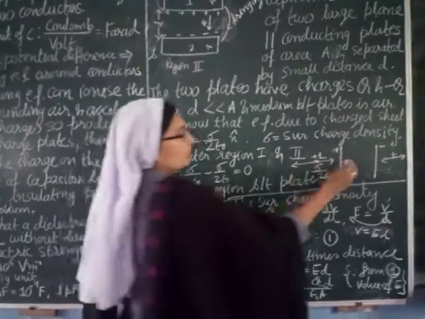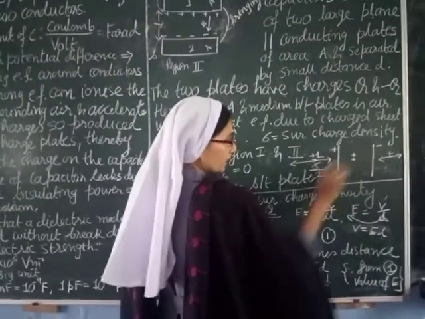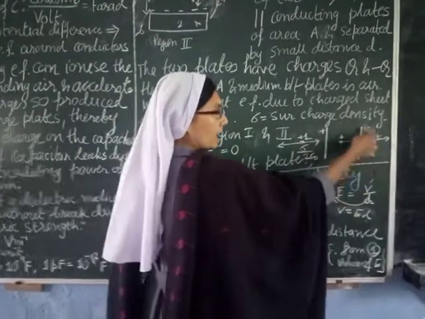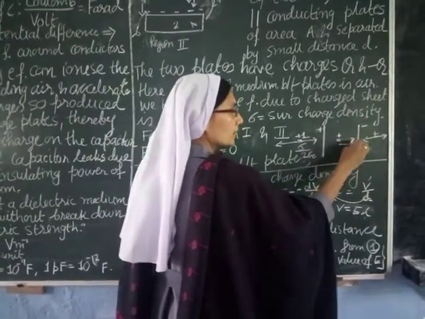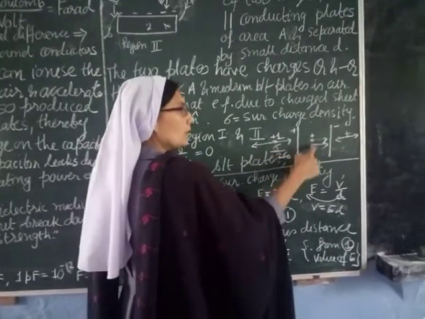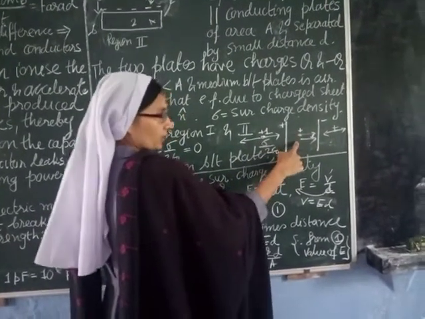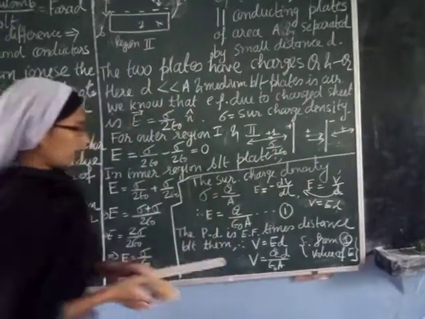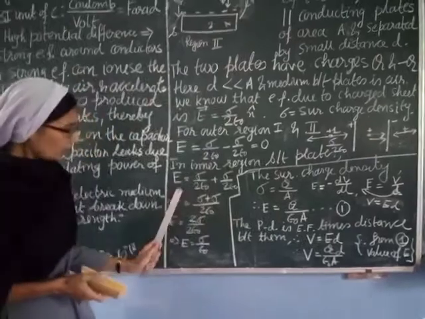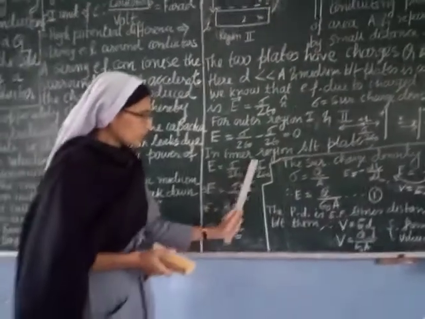Here in between you will consider a positive charge. Because of the positive plate, it will have repulsion towards this side, and because of the negative plate, it will have attraction towards this side. Both have the same direction and the same magnitude, so I will add up both electric fields because of both plates. So written here, in the inner region between the plates, the field is sigma by epsilon naught plus sigma by epsilon naught.